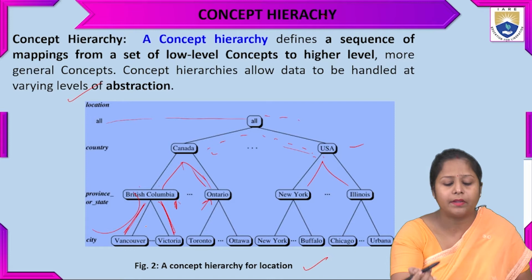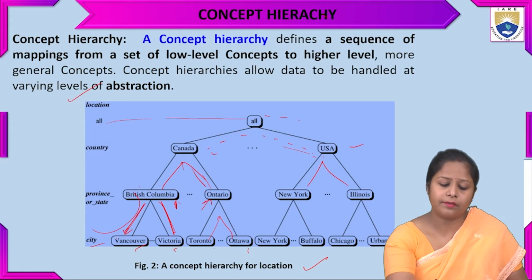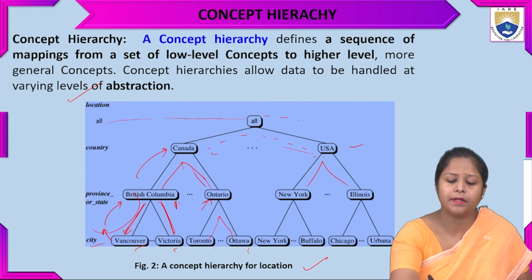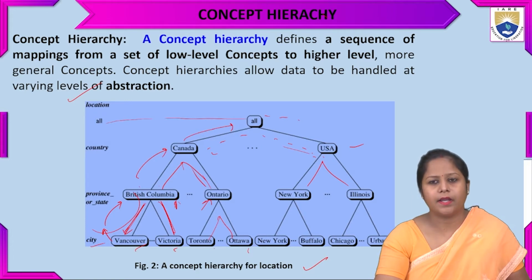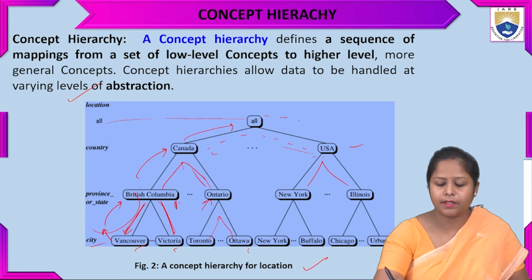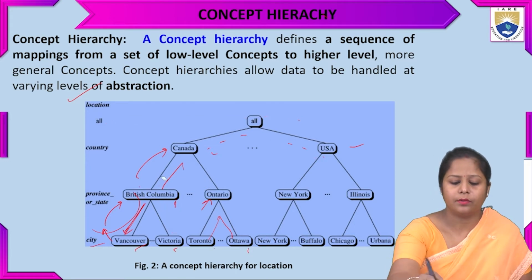So in the state or province, the city came. The city will be Vancouver and Victoria and so on. And for Ontario, the cities will be like Toronto and Ottawa. So from the lower level, from the city and from the province, from the country, and from all of the location, this data has been described by the mapping. So that is nothing but the concept hierarchy for the location table, right?